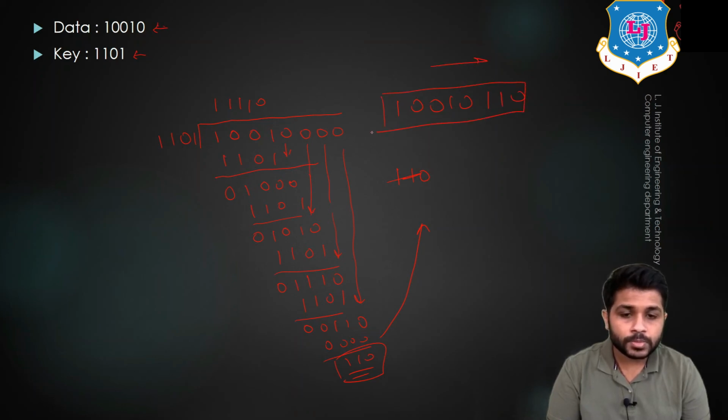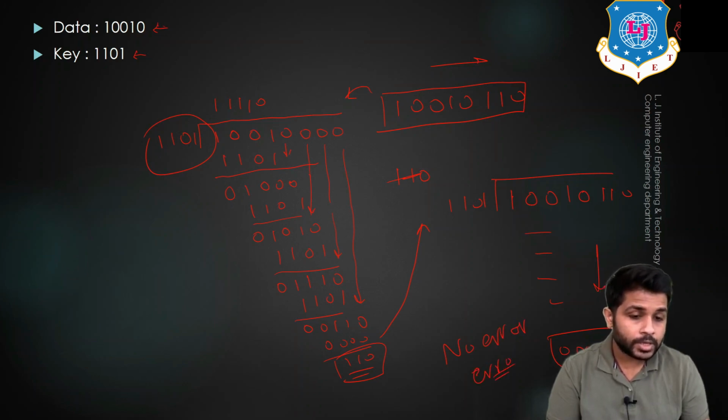The receiver will perform this same method by using the key. The receiver will not add any 0 or anything else, but it will perform simple binary division using this number. After performing the binary division, if the remainder is all zeros, it means no error, otherwise there is an error. If we are getting any number which is non-zero, then it is an error. Okay, so this is how it is done.